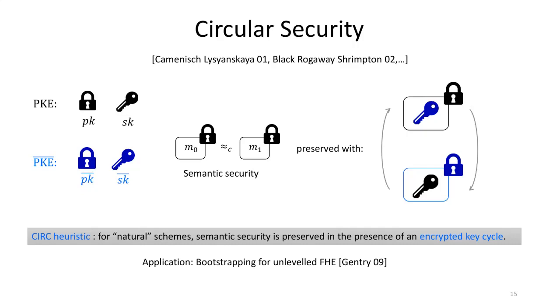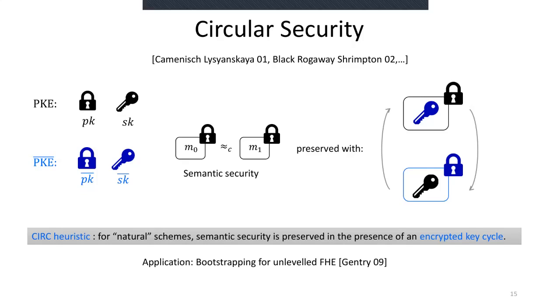That is the only way to obtain unleveled fully homomorphic encryption. What is unleveled FHE? It's an FHE where you can evaluate arbitrary functions with no a priori bound on the running time of the function. This requires the presence of an encrypted secret key cycle.